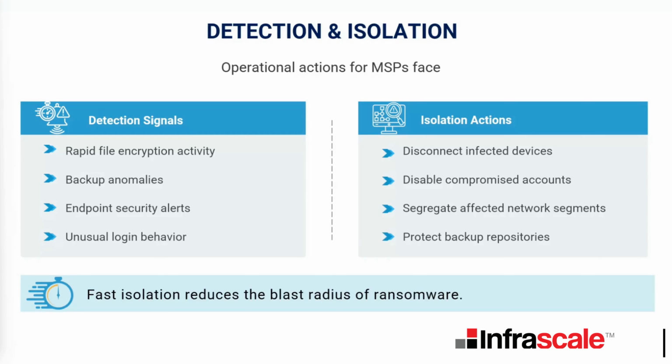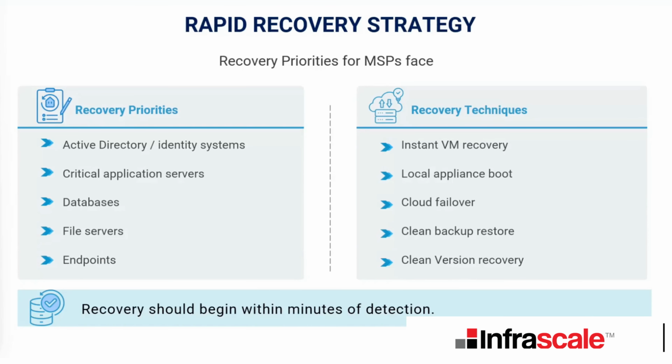The faster you isolate the threat, the smaller the impact of the attack will be. Quick action can dramatically reduce how far ransomware spreads across the environment. Once those threats have been detected and isolated, the next step is rapid recovery. The key here is to bring the most critical systems back online as quickly as possible so the business can continue operating.